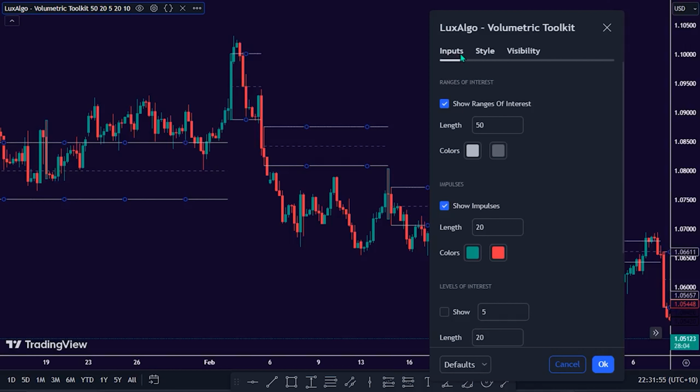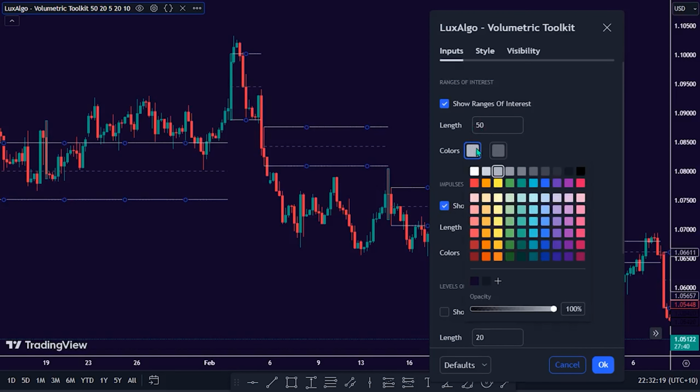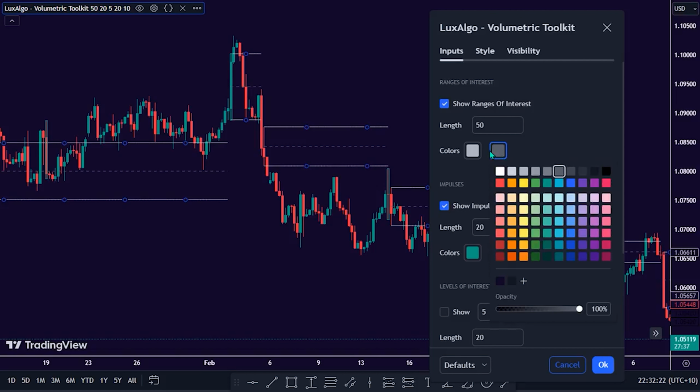Under the Input Settings section of the indicator, there is the Ranges of Interest. The Show Ranges of Interest displays ranges of interest. Traders can check and uncheck the box. The Length displays the ranges of interest sensitivity to volume. By default, it's set to 50. There is availability of color modification for the length parameters.